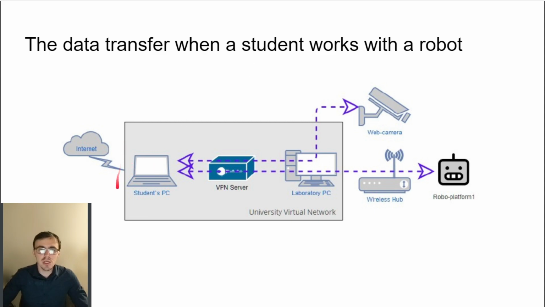For students, this scheme looks like this, less complex. After establishing a connection with the university VPN server, a student can get easy access to robots and the web camera using his web browser. He can execute his own commands on a robot microcontroller using the REPL environment and the MicroPython language. At this time, the student can see the robot's reaction to different commands.